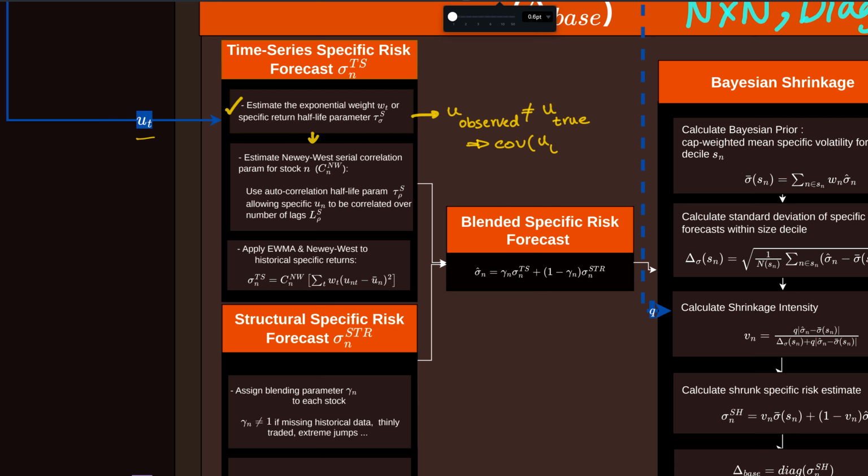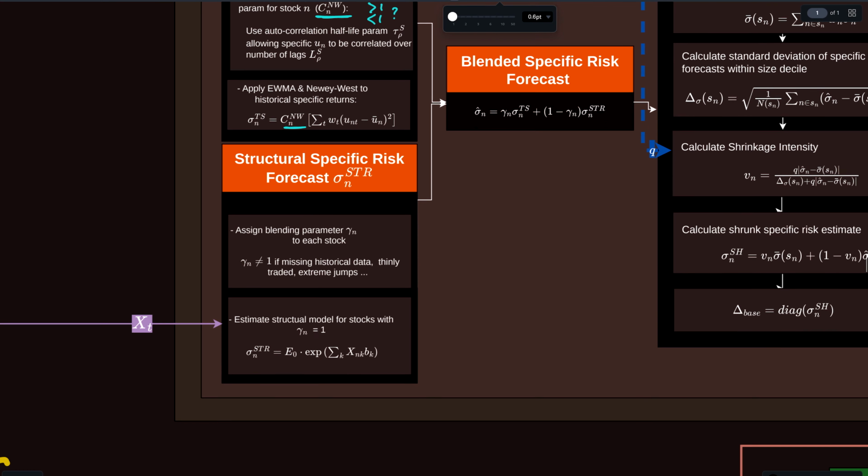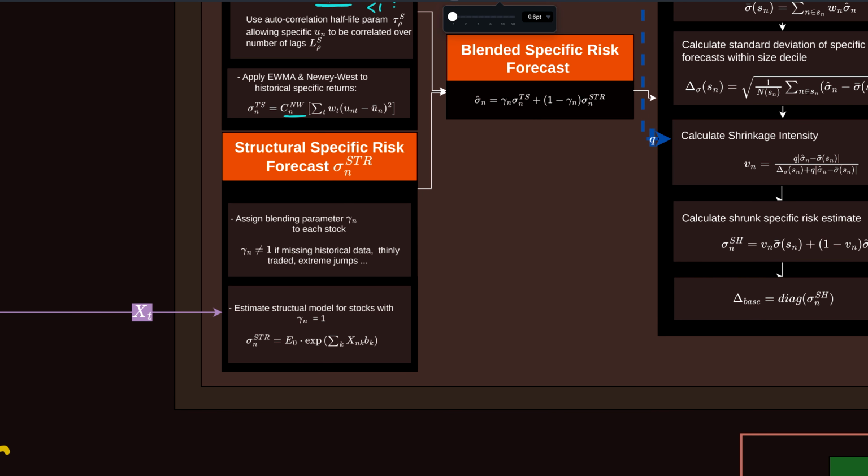These effects introduce serial correlation and distort naive volatility estimates. So before doing anything else, we apply Newey-West adjustments to account for that serial dependence and produce more stable volatility forecasts. This is going to be our baseline time series estimation for specific volatilities, but we are not done yet. Because even after this adjustment, pure time series estimation is still dangerous.